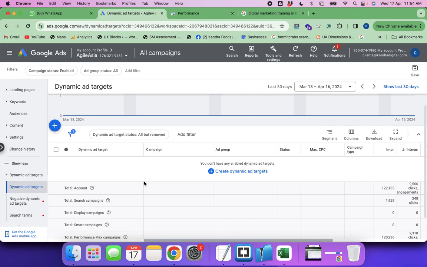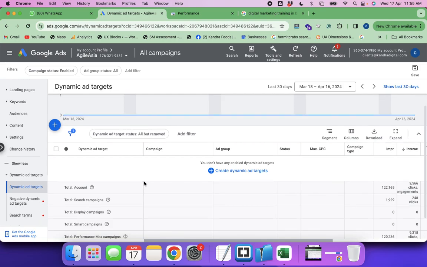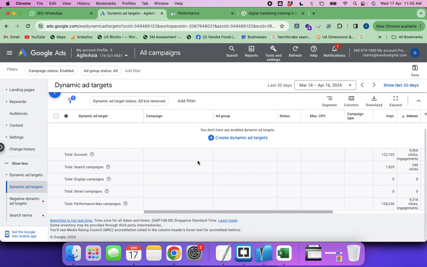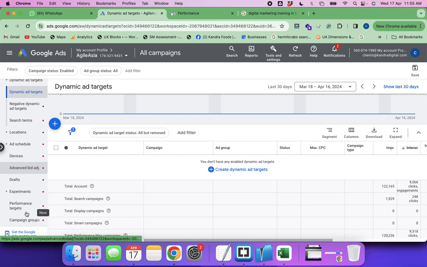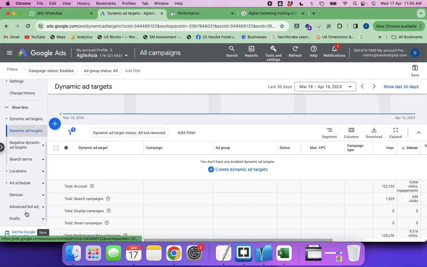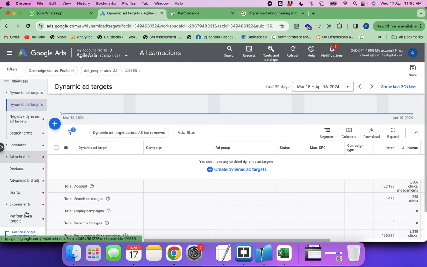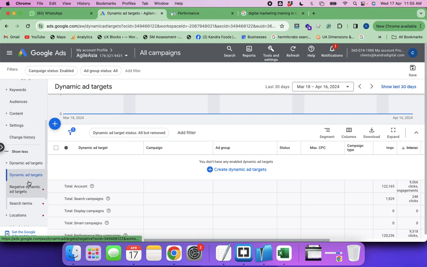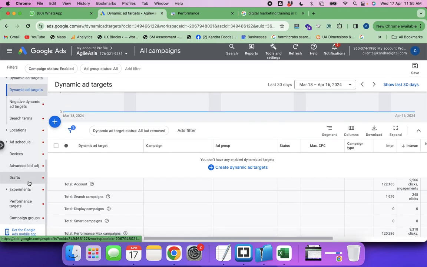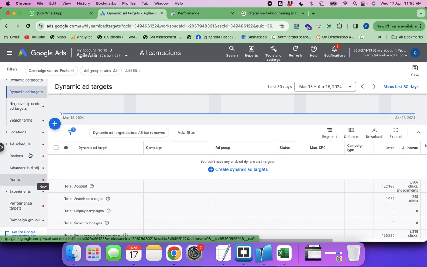Okay, so we'll look into the other things in the next class, mostly the search terms. Also we have seen negative, dynamic, drafts, experiments, performance targeting, and some of these options we don't even use a lot. But anyway, we'll look into them in the next class.